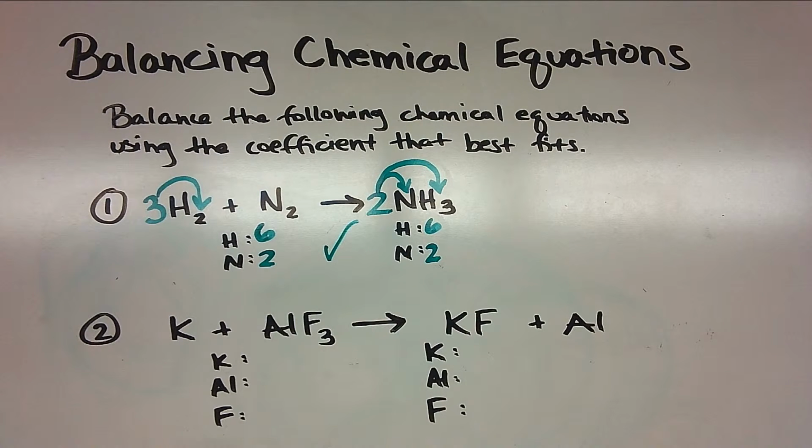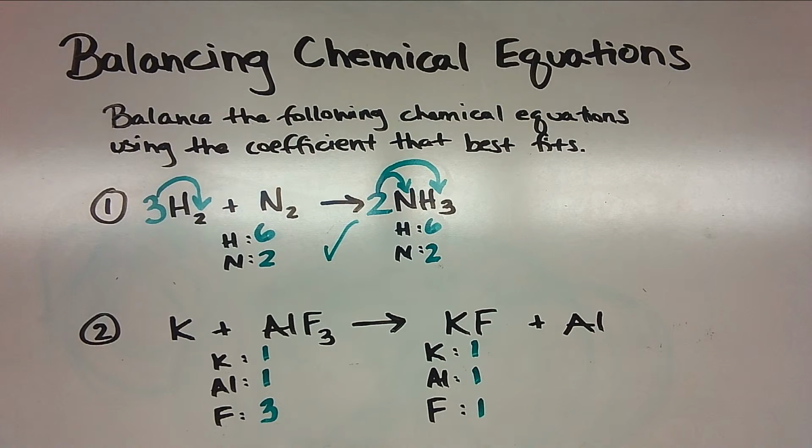All right, second one. Potassium reacts with aluminum fluoride to produce potassium fluoride and aluminum. So first, let's figure out how many atoms of each we have on both sides. 1 potassium, 1 aluminum, and 3 fluorines. On the product side, I have 1 potassium, 1 aluminum, and 1 fluorine.